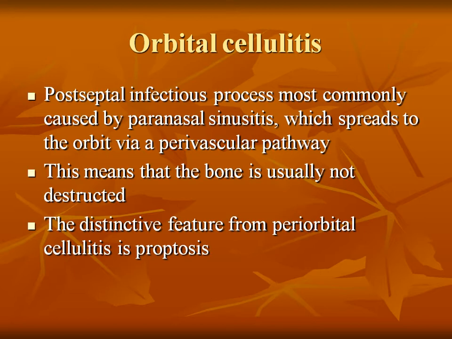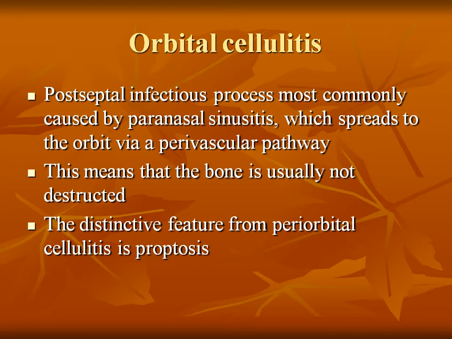Orbital cellulitis, or the postseptal infection, is most commonly caused by paranasal sinusitis, which spreads to the orbit via a perivascular pathway, through the small capillaries and arterioles, from the sinuses to the orbit. So the bone is usually not destroyed. It spreads through the perivascular route, not through the bone. Okay? And the distinctive feature from periorbital cellulitis is proptosis. So when there is proptosis, it's orbital, it's postseptal. If there is no proptosis, it is preseptal.